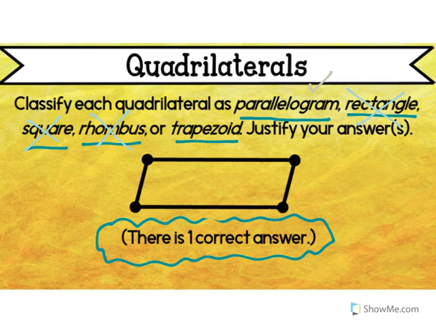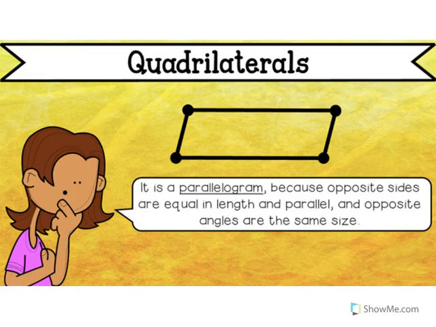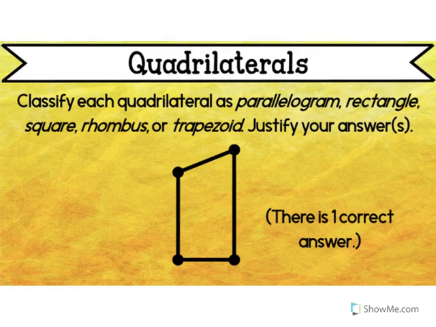Nope. A trapezoid has only one pair of parallel lines. We found that there were 2 pairs of parallel lines. So it can't be a trapezoid. So it has to be a parallelogram. And it's a parallelogram because the opposite sides are equal in length and parallel, and the opposite angles are the same size. Let's do another one.